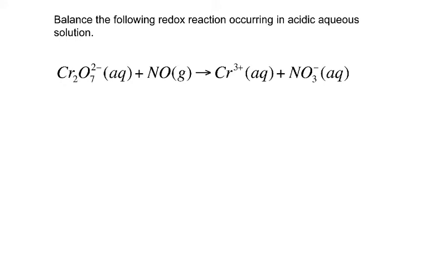This one's just going to have a couple of wrinkles that we didn't have to deal with in the previous example. So the first thing I need to do again is assign oxidation states to everything. And so if you want some help with this, I encourage you to go back and look at my video on assigning oxidation states. But in this first molecule, chromium is going to be +6, the oxygen -2. Here the nitrogen is +2, oxygen again -2. Chromium here is obviously +3.